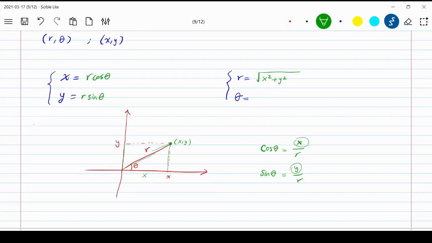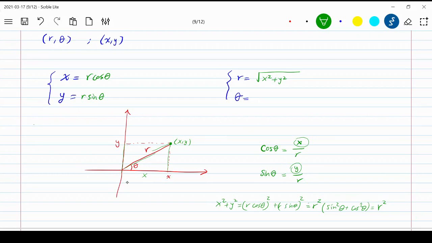If you square x and y here, what would x squared plus y squared be? It would be r cosine theta squared plus r sine theta squared. That simply would be r squared times sine squared plus cosine squared, which is 1. So that is 1 times r squared, which is r squared. So if I'm looking for r, take the square root of both sides, which gives you the square root of x squared plus y squared.